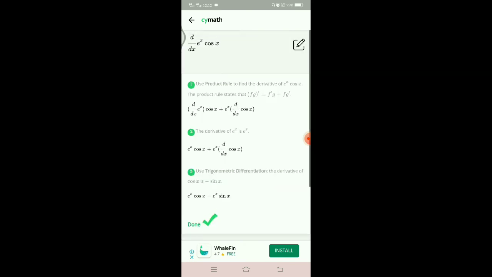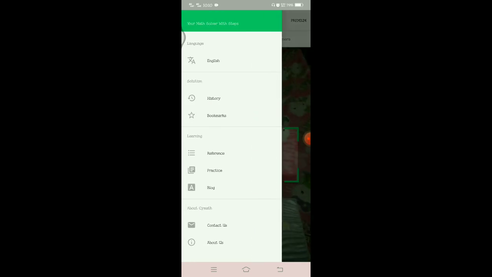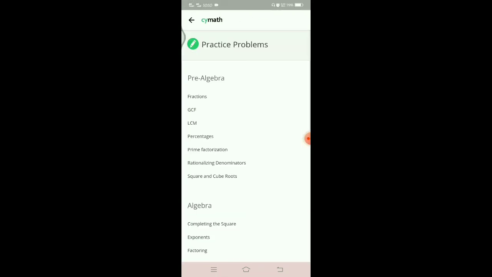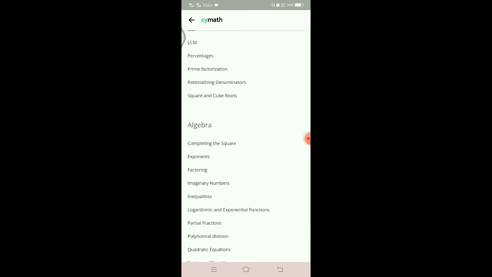So, I guess that would be all for the CyMath app. And I know, guys, that if you install this app, you can gain a lot of knowledge. And tell me if I'm wrong, but you really can have a review using this app, because there are a lot of practice problems that you can get. And those practice problems themselves are very helpful in putting some knowledge into that certain topic. Okay, I guess that would be all. Thank you.